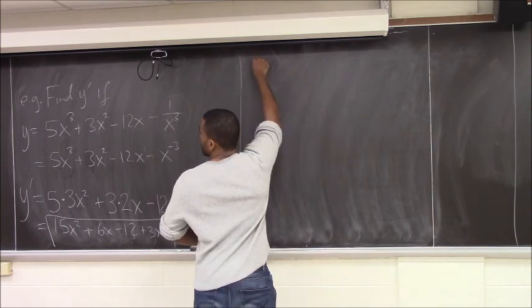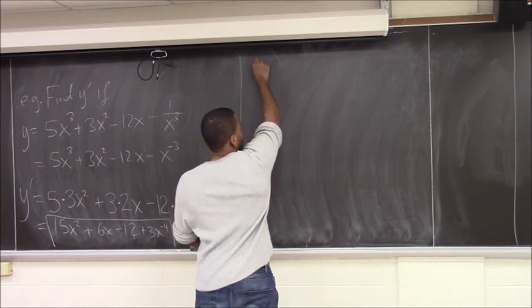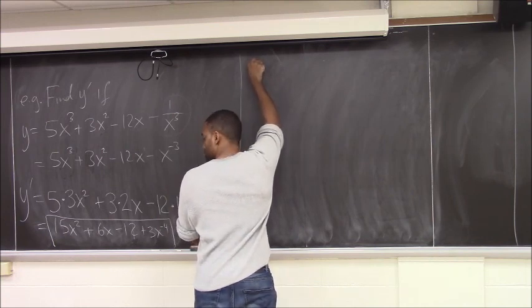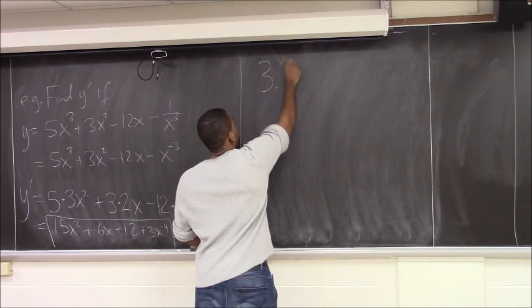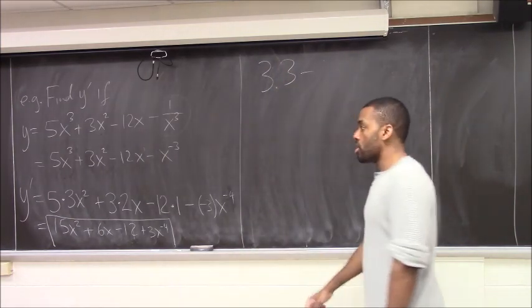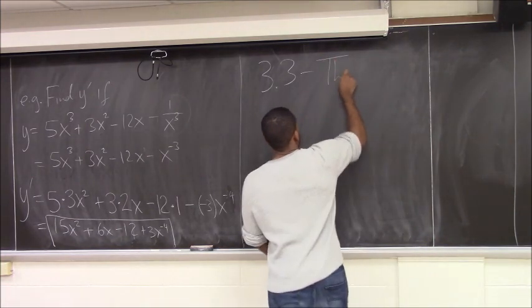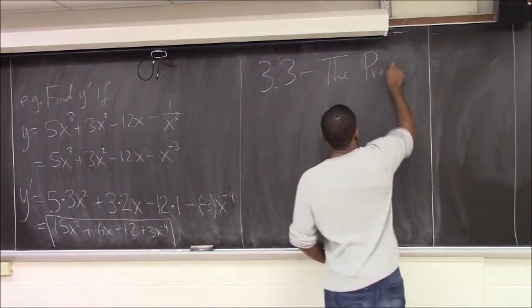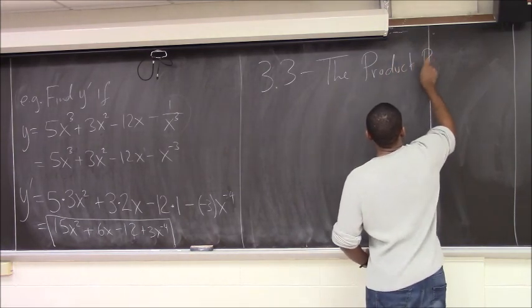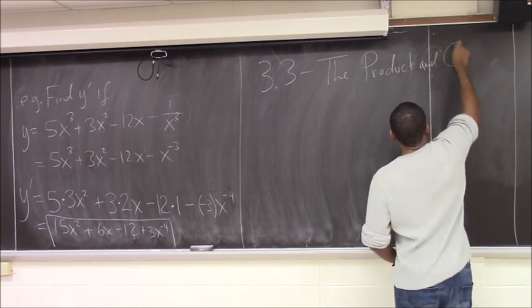Let's continue. That kind of ends all the theory we need for 3.1. We're skipping 3.2, so we're now moving on to 3.3. In 3.3, we're going to deal with two other very important rules. One is called the product rule, and the other is called the quotient rule.